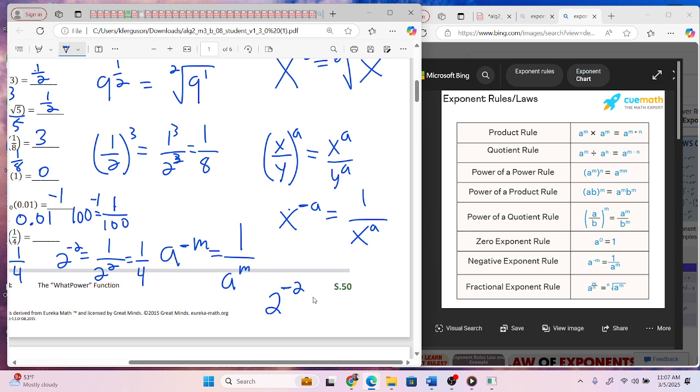Right now it's up top. If I make it positive, it's 1 over 2 to the second power. So now it's in the denominator. Now it's just 2 to the second power. What's that? 4. So 1 over 4. Okay, so the negative exponent puts it down there, and then the 2 makes it a 4.